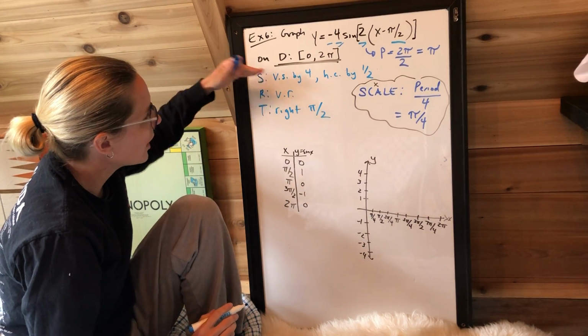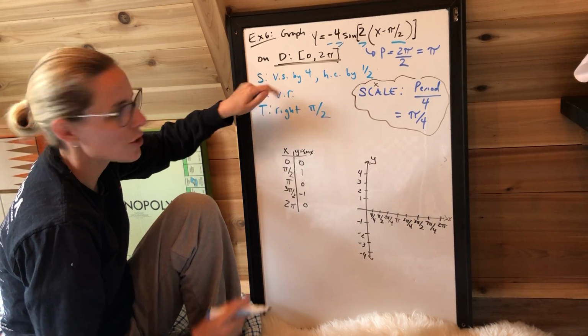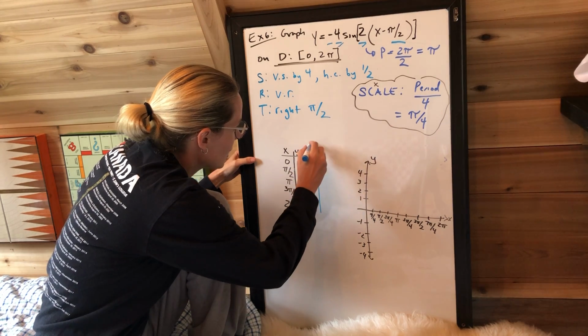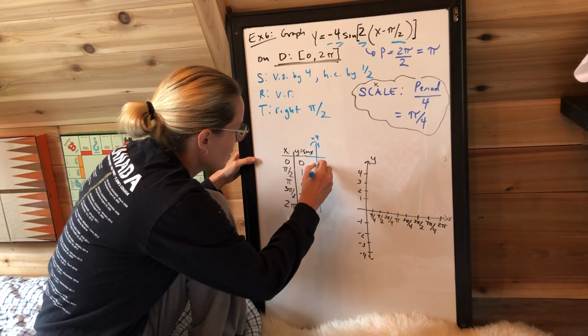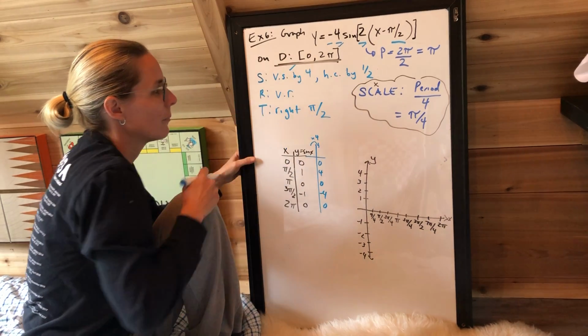And now you apply all of these transformations. Vertical stretch by 4 means it's affecting your y values. These are all multiplicative. Multiply by 4. 0, 4, 0, -4, 0. Check. We did that one.